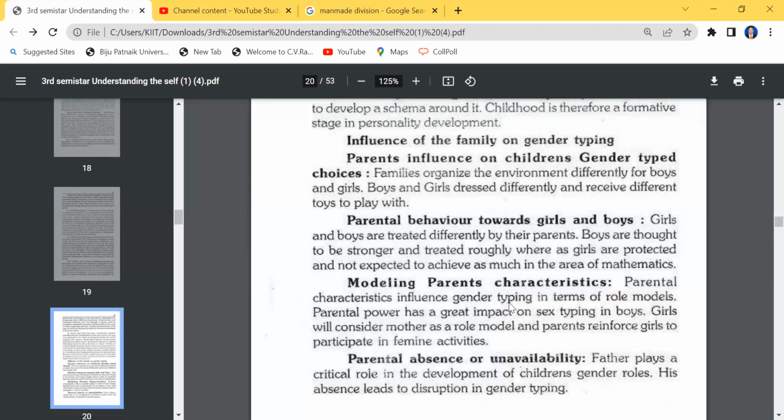The parents always think, every time, that boys are to be stronger and treated roughly.